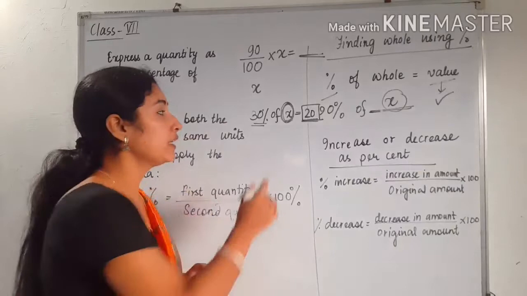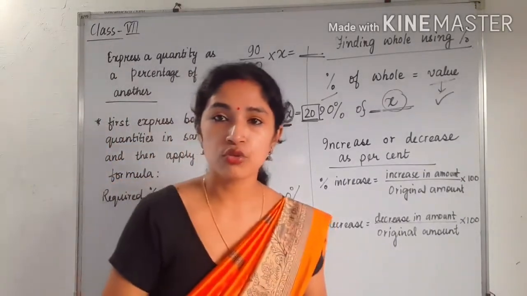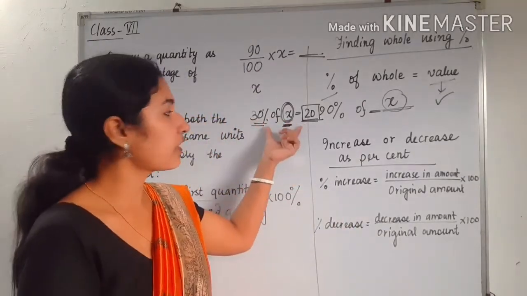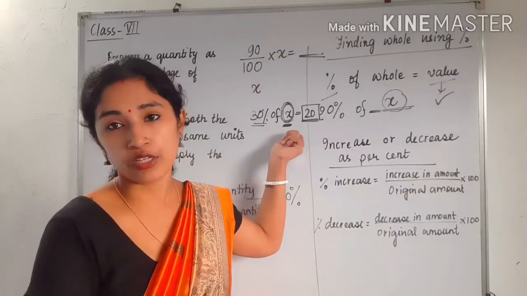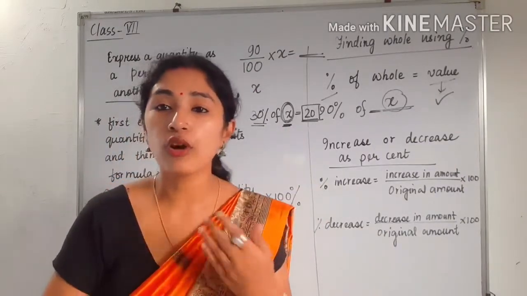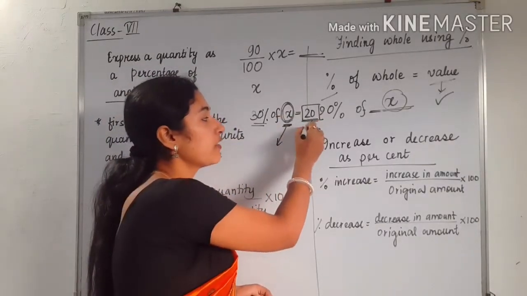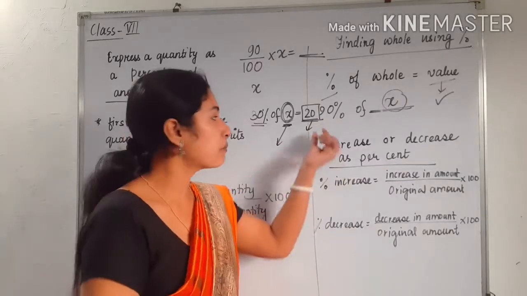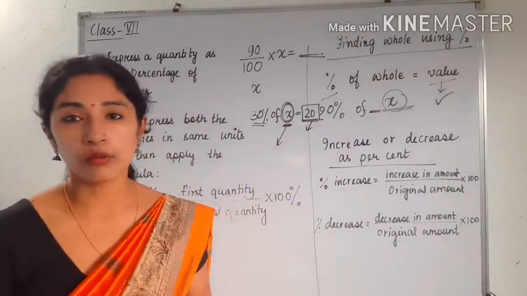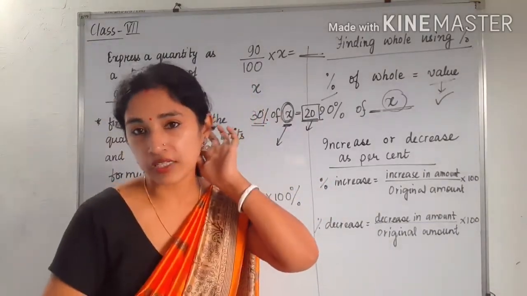Now we have to find the value of the whole, that means the total number of students. Just simplify this equation and we can easily find the value of X. And if we find the value of X, we can easily find the number of boys also. If we find the total number of students, we are already given the number of girls. So subtract the number of girls from the total number of students, and you will get the number of boys. Okay, so this is about finding the whole using percentage.